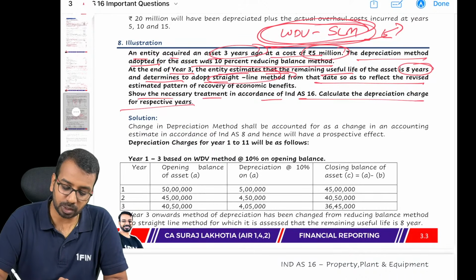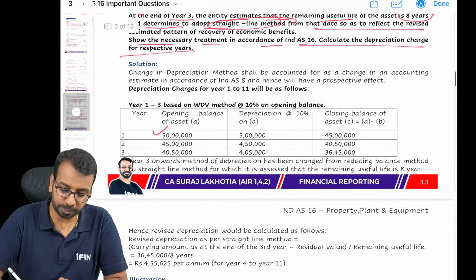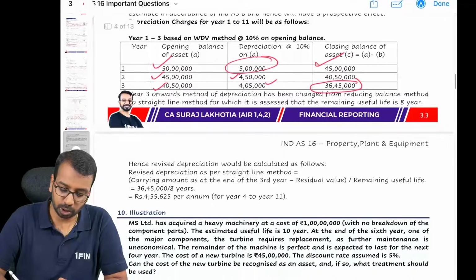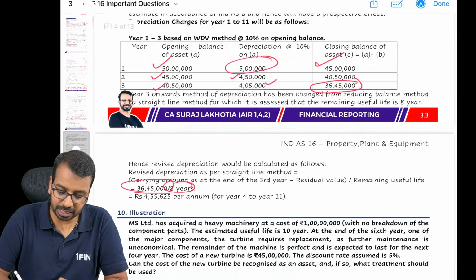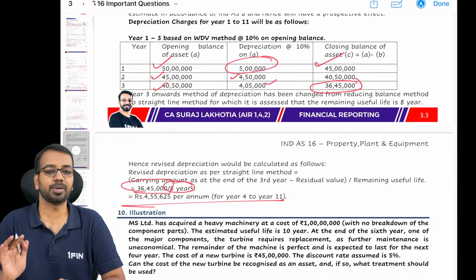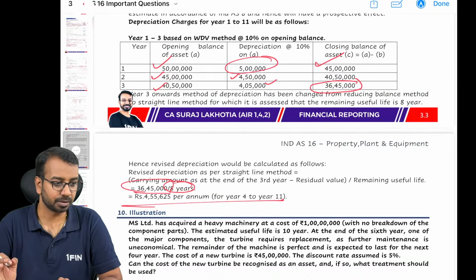First, you will calculate for 3 years as per the reducing balance method. So opening balance 50 lakhs, 5 lakhs of depreciation, 45 lakhs. Then 45 lakhs, 10 percent, 4.5 lakhs of depreciation, and then another depreciation, 36.45. From that date, we will take 36.45 with the remaining 8 years useful life, and on a per annum basis we will calculate the depreciation using the straight line method.